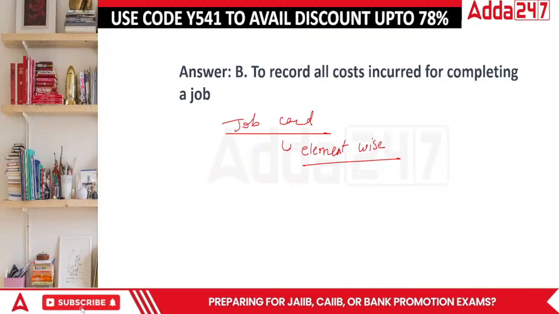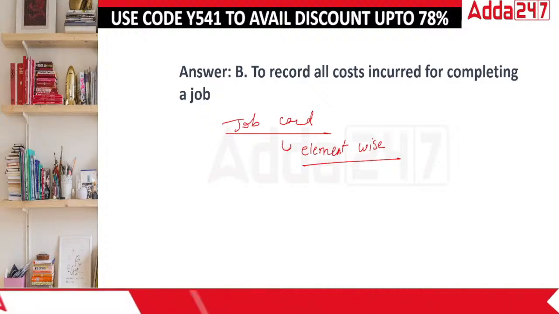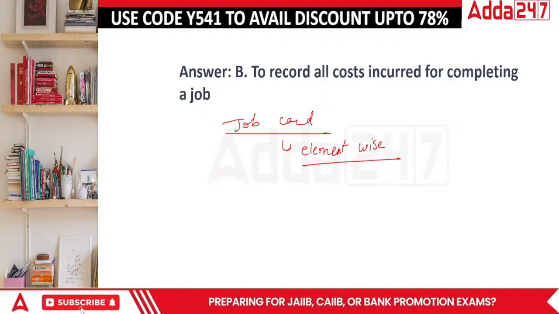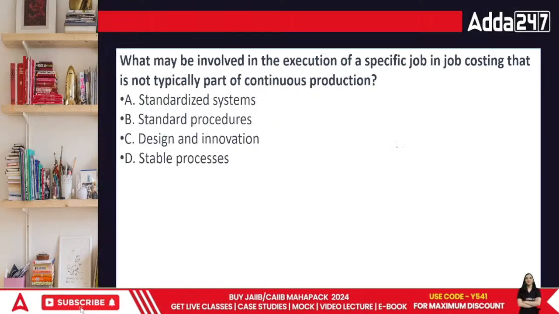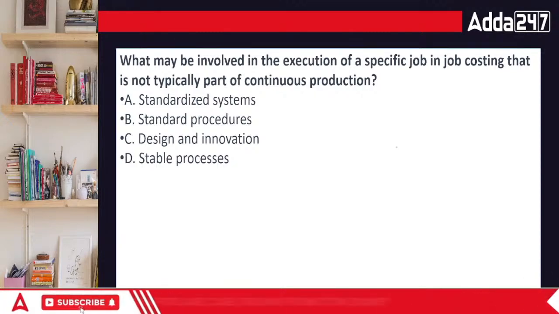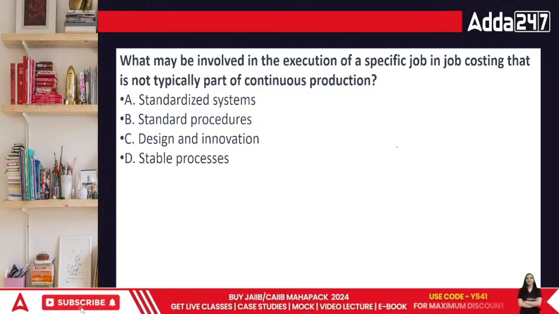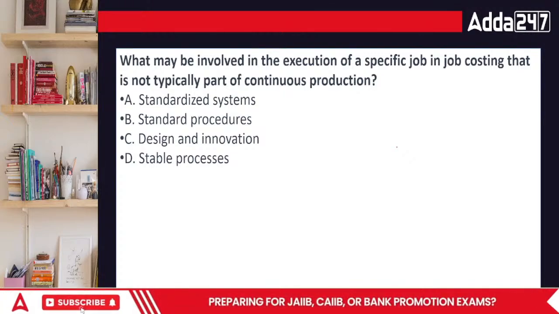Let's move on to the next question. Here comes a specific question, everyone. The question says, what may be involved in the execution of a specific job in job costing that is not typically part of continuous production?